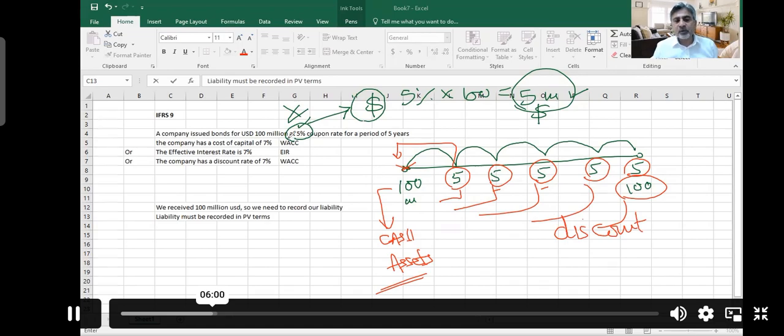And remember that discounting will not be done at 5%. Never. All discounting and compounding will be done on these percentages, whether they give you in question, it is your EIR, effective interest rate, or they tell you that it is your WACC, or they tell you that it is your discount rate. So this 7% will be used for discounting.